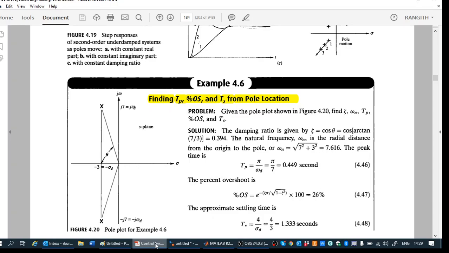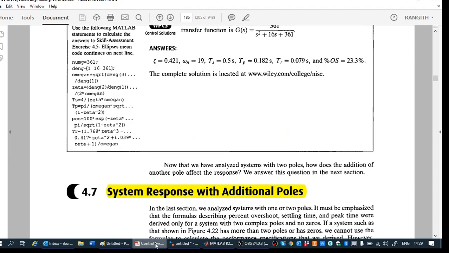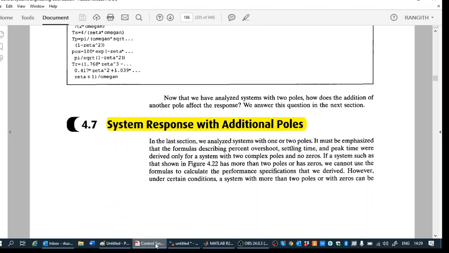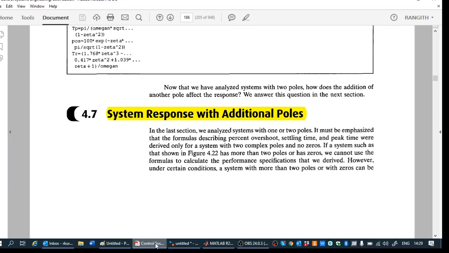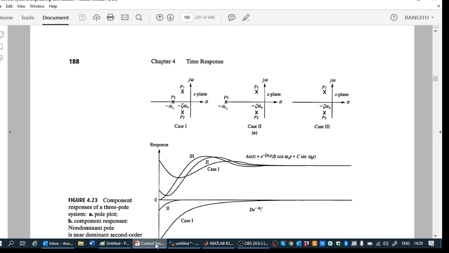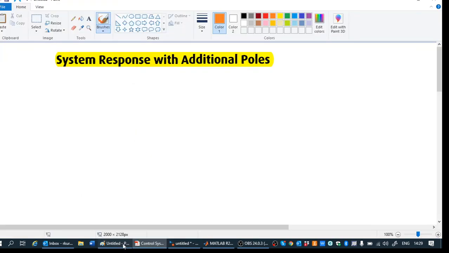We did this problem. Now we need to look and see what happens if a system has more than two poles. So for this purpose, we're going to look at three case studies, and these case studies are provided on page 188. So these are the three case studies that we are taking. Let's look at what these three case studies are all about.